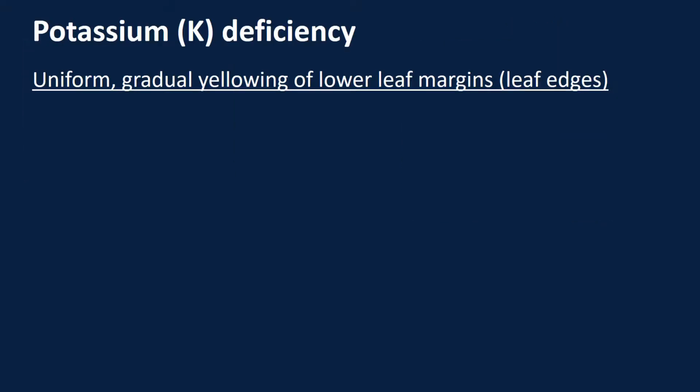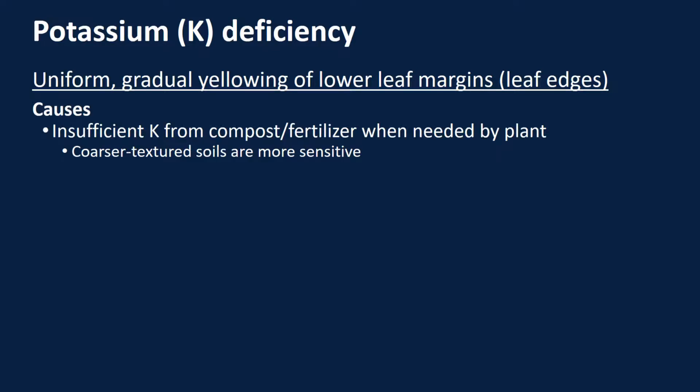Now moving on to potassium deficiency. This one is again a yellowing, but it's a yellowing of leaf margins. The margins of the leaf are those edges of the leaf. So the things that cause this are going to be insufficient potassium that we add to our soil to support the plants, either from compost, fertilizer, or some other source of nutrients. And again, just like phosphorus, coarse textured soils tend to be more sensitive to having potassium deficiency.